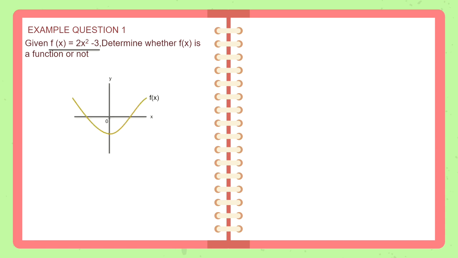The minimum point is at (0, -3). Then the x-intercepts when y equals 0 are negative root 3 over 2 and positive root 3 over 2. To determine whether f(x) is a function or not, we need to draw a vertical line test. From there, we see that the vertical line test cuts the graph at only one point. So the conclusion is, since the vertical line test cuts the graph at only one point, f(x) is a function.